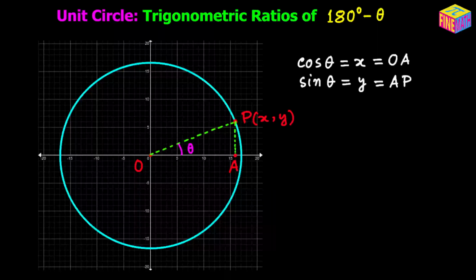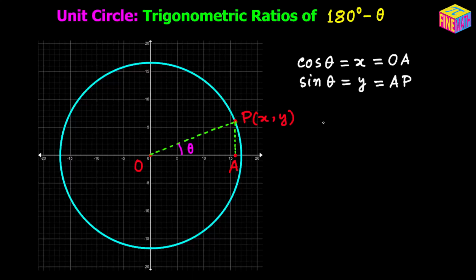Before we go into the calculation of the trigonometric ratios of 180 degree minus theta, let's make sure that we are very clear about the concept of the cosine function and the sine function on a unit circle. To do a quick revision, if we have a point P on the circumference of this unit circle, and if OP creates an angle theta with the positive x-axis, then the x coordinate of the point P will represent the cosine function, that is cosine of theta, and the y coordinate of the point P will represent the sine function, that is sine of theta. And that's the note I have made here.